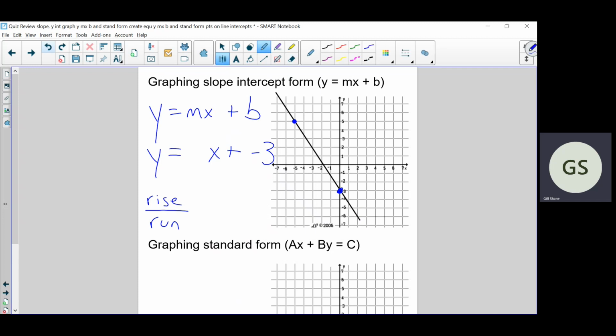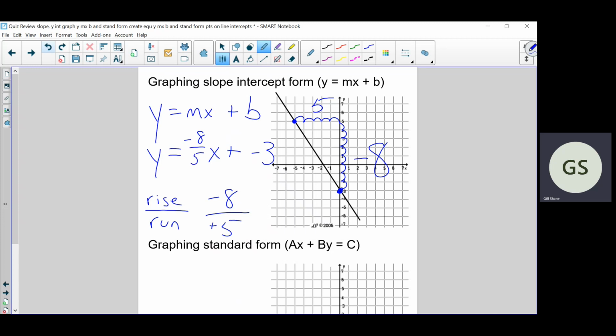From there, I just say, well, I need to go right first because I start with the left point. 1, 2, 3, 4, 5. Then 1, 2, 3, 4, 5, 6, 7, 8 down. If I go down, it is a -8. That's a +5 because I went right. So +5 was my run, and -8 was my rise because I went down. So that's what I plug into the equation, and that's your equation right there.